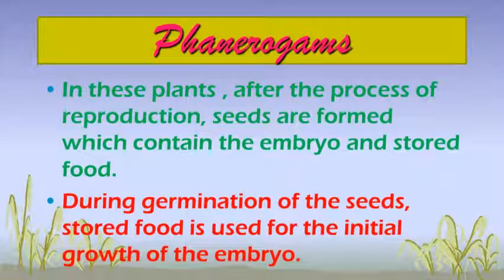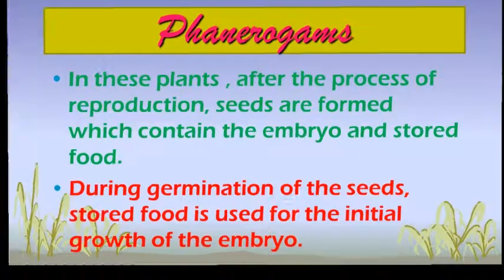During germination, when the seed is developing into a very young plant, a process which takes place in the soil, the stored food is used for the initial growth of the embryo. That means the food which is stored in the seeds is used for the growth taking place in the first stage of growth of the embryo.